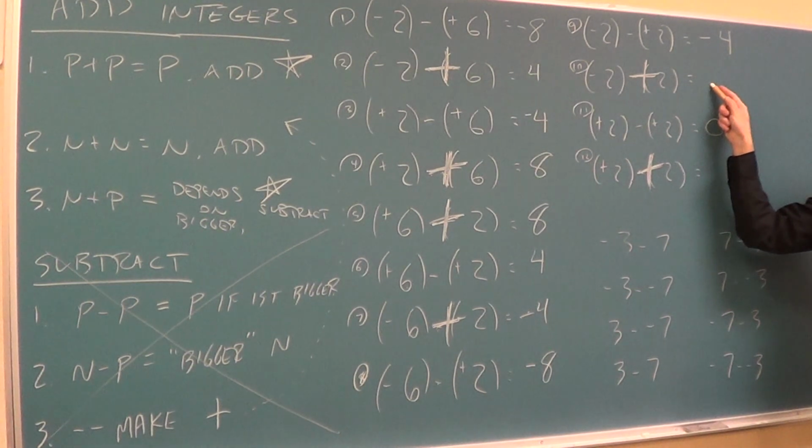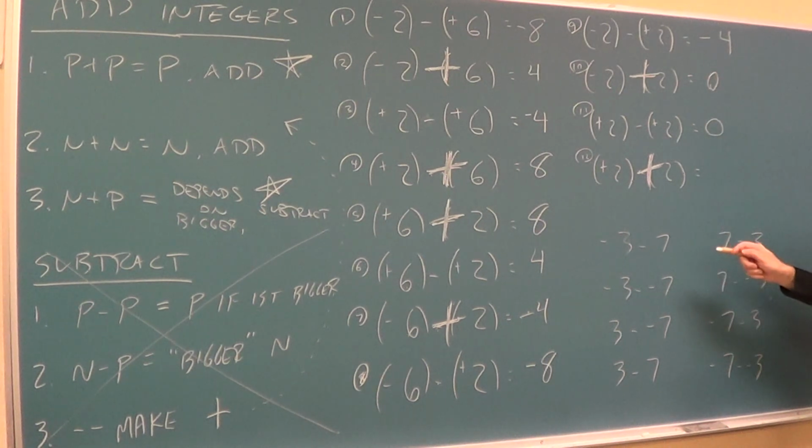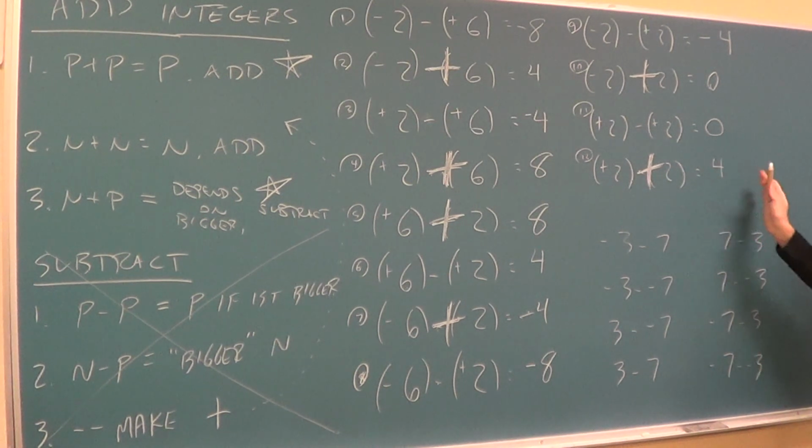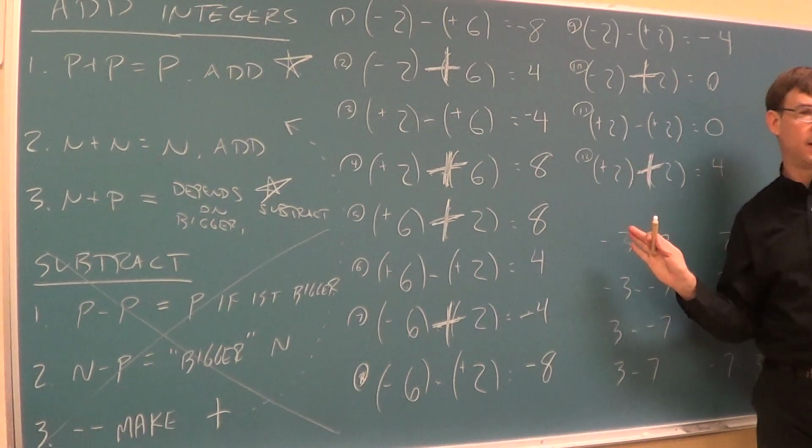This one is a 0. This one is a 4. Question about any of that?